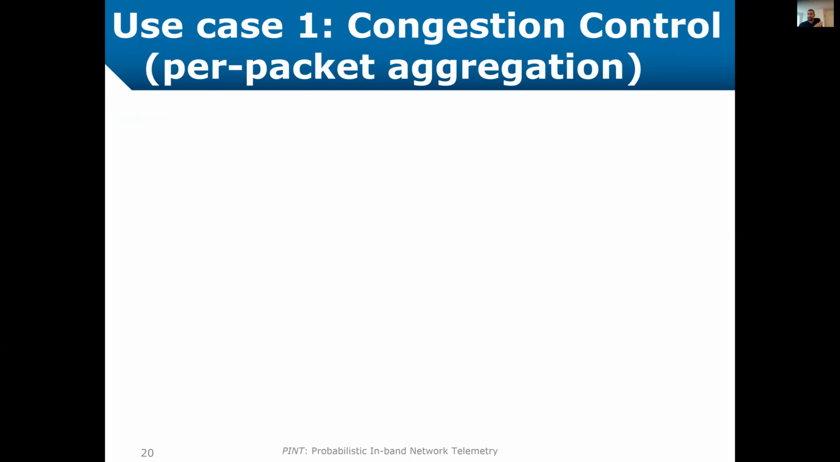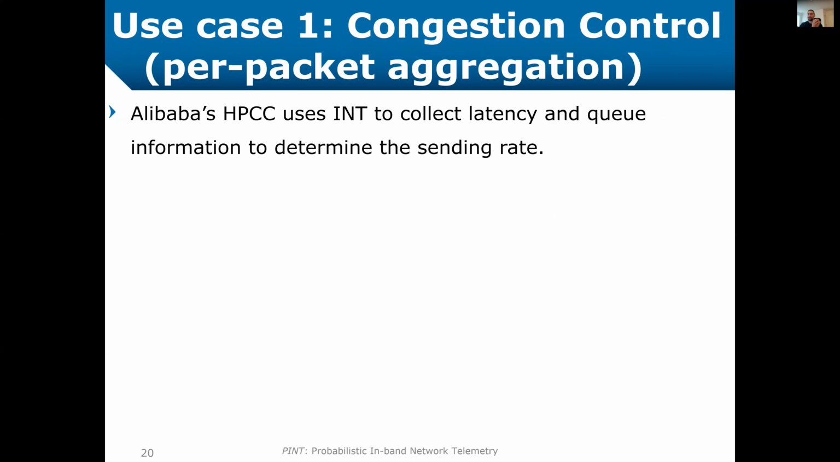Okay, so let me go over a couple of use cases. I'm going to start with congestion control. This HPCC algorithm is using INT to collect latency and queuing information, and this allows it to determine the sending rate. But if you look at the algorithm, what it actually does is find the bottleneck along the flow's path and determine by how much it can raise the sending rate without overloading this bottleneck. So in that sense, if we can identify the bottleneck, we can tune the sending rate.